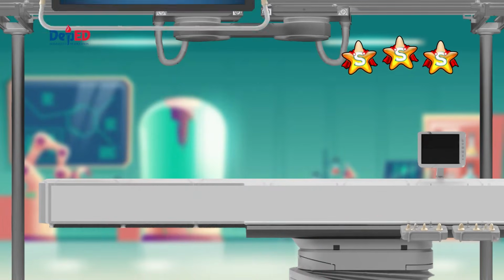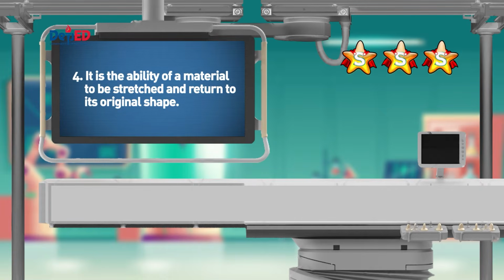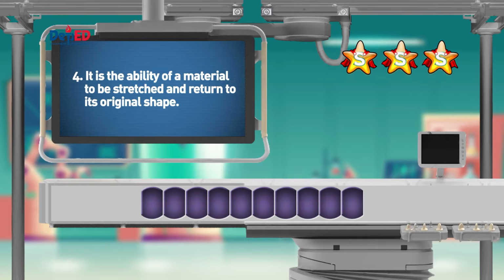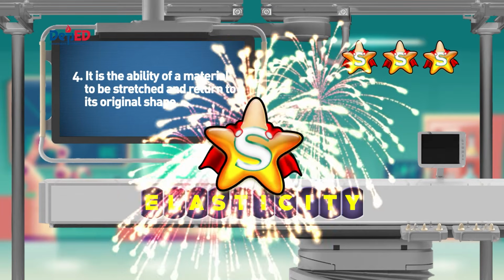Number 4. It is the ability of a material to be stretched and returned to its original shape. It has 10 letters. It starts with letter E and ends with letter Y. What word is it? The correct word? Elasticity. How was that? Wow!